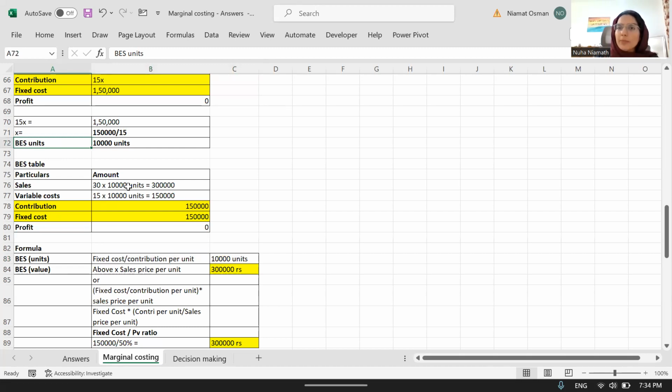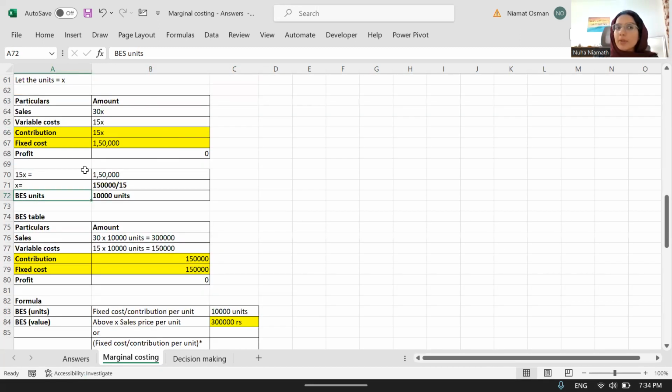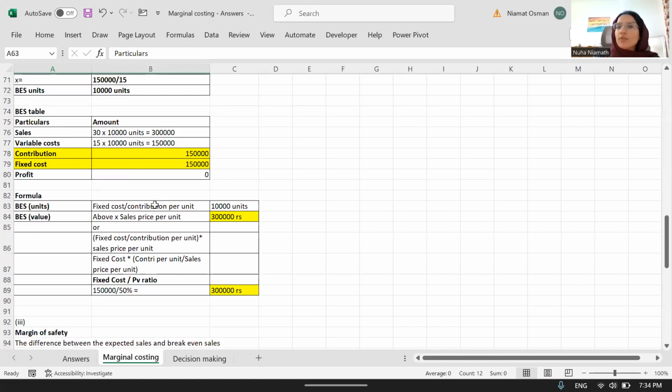Does anybody want me to repeat? Does anybody feel like they still have to mug up the formula here? Nothing to mug up. If you can remember this table, it's simple. That's it. Even if in the exam you forget the formula, immediately make this table. Make X as your number of units, make the equation, divide it, find it, and you will get the answer in front of you. So this is, I would say, a slow way in exam, better to remember the formula. But in my opinion, this is not even something to remember. It will just flow. Fixed cost divided by contribution per unit will give you your break-even sales.